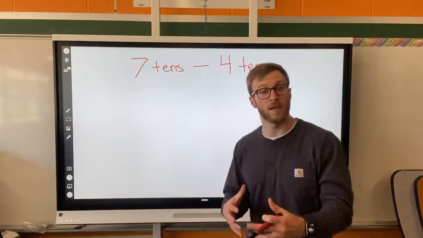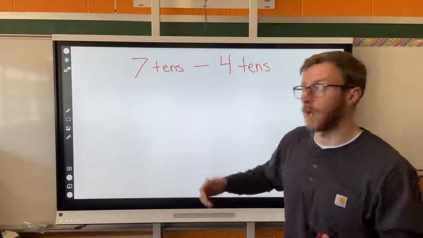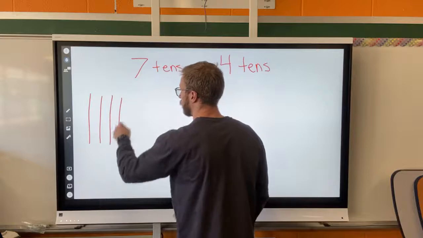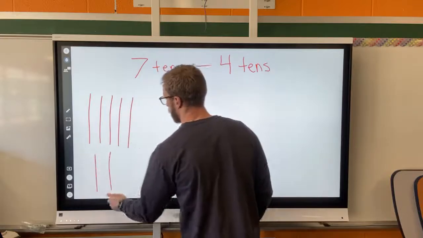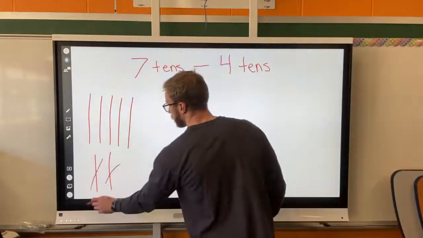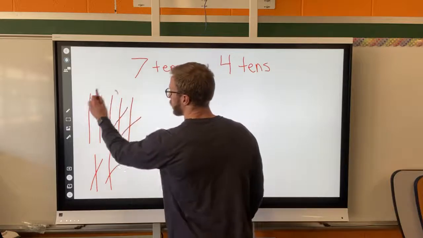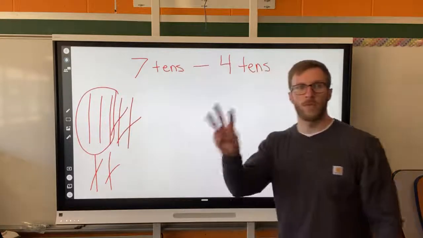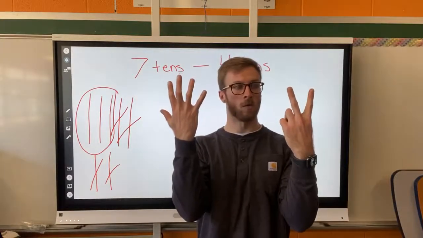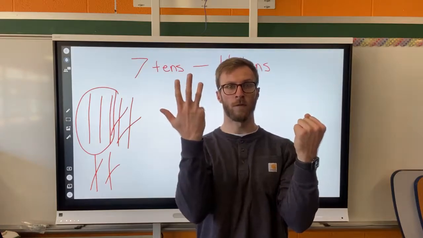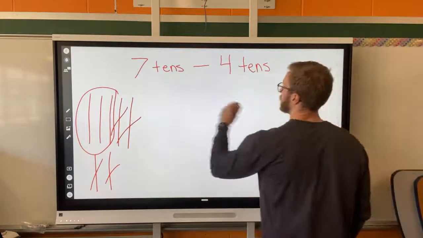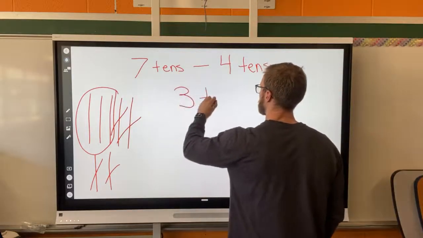So this is really very similar to 7 minus 4. Well, I can do that by drawing a picture. Let's say here's a 10. 1, 2, 3, 4, 5, 6, 7. There's my 7 tens. Now I'm going to subtract 4. Okay, get rid of 1, 2, 3, 4. What do I have left? 3 tens. I could also do 7 minus 1, 2, 3, 4. I have 3 left. So 7 tens minus 4 tens equals 3 tens.